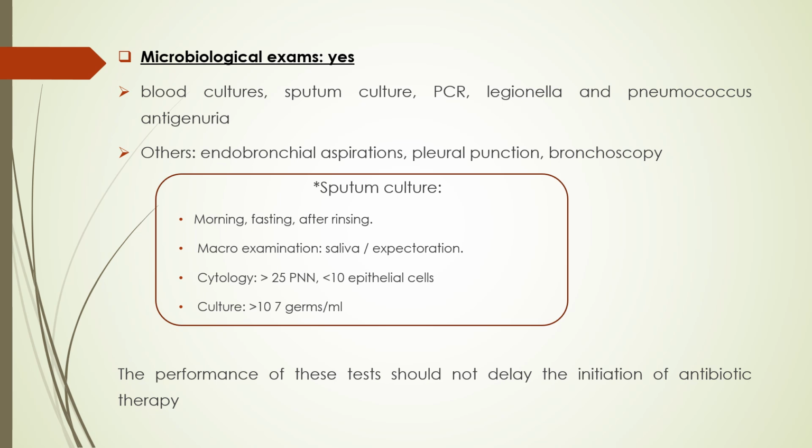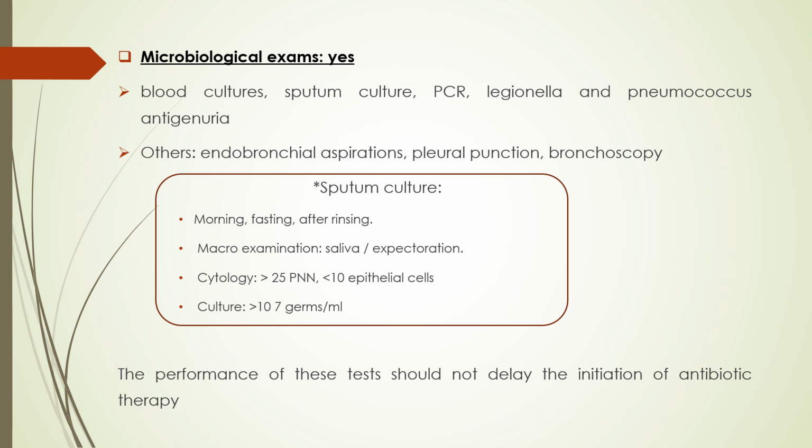We do ask for microbiological exams like blood cultures, sputum cultures, PCR, Legionella and Pneumococcus antigenuria, which we can find in the urine of these patients. And we could also do other examinations like endobronchial aspiration, especially for children, pleural puncture if we have a pleural effusion, and even bronchoscopy.